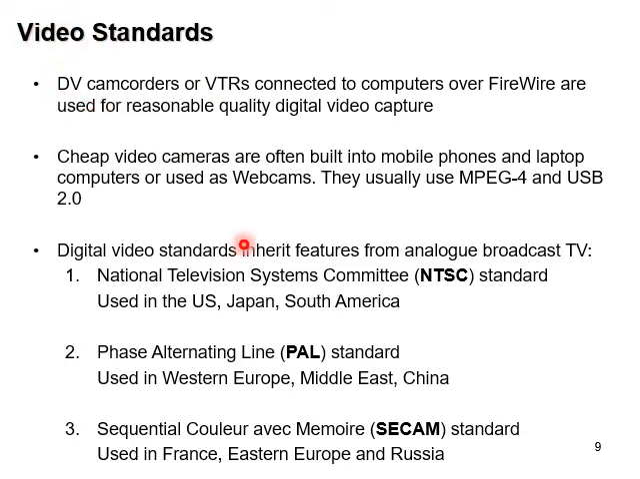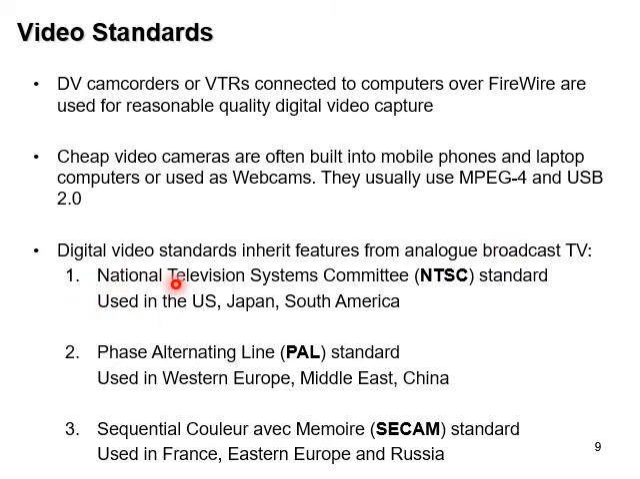Now, before we go into digital videos, we have to talk about video standards, and mainly we talk about the analog ones. So the digital video standards, when people started putting them together, inherited features from the analog broadcast TV. So the TV transmission that comes to our TVs uses some sort of a standard, and digital video, when it was created, was inheriting features from them. So let's talk first about the standards of the analog broadcast TV.